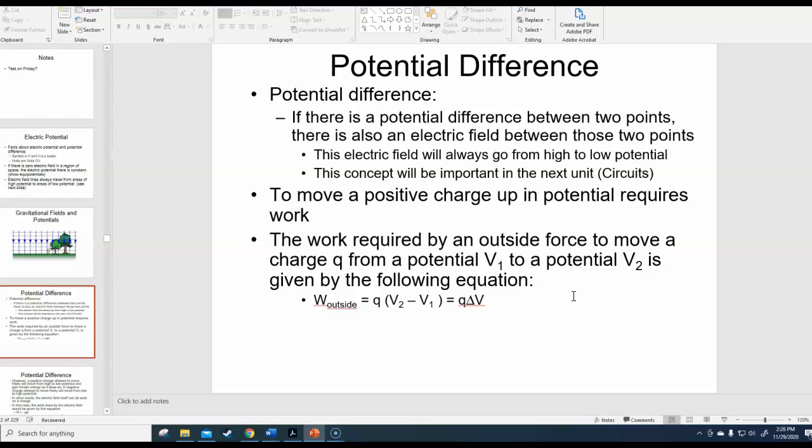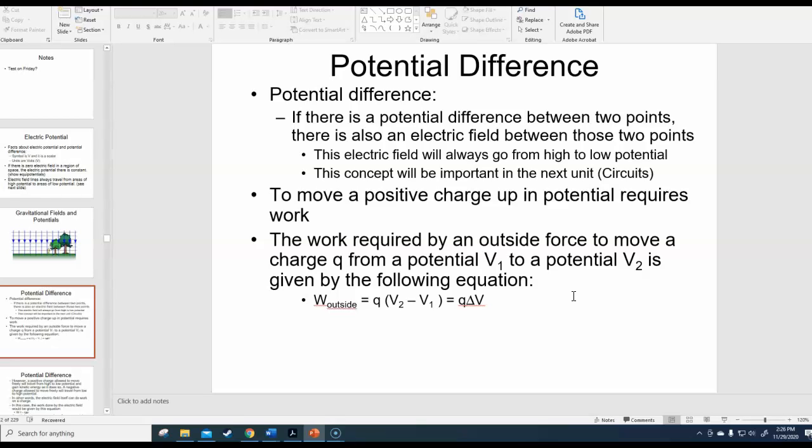And that concept, by the way, is going to be important in the unit after the next one, circuits. Because when we talk about circuits, when you talk about voltage, voltage is potential difference. And so when we talk about what drives current in a circuit, yes, it's a battery, but fundamentally it's a potential difference. And we'll talk more about that later on.